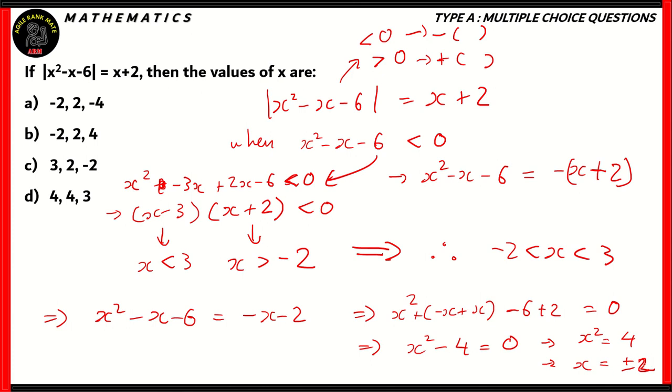x equals minus 2 is not correct for the modulus function less than 0 because we don't have an equal to. It's not less than or equal to. It's an exclusive interval. So therefore, x equals plus 2 is the only solution when modulus of x squared minus x minus 6 is less than 0.